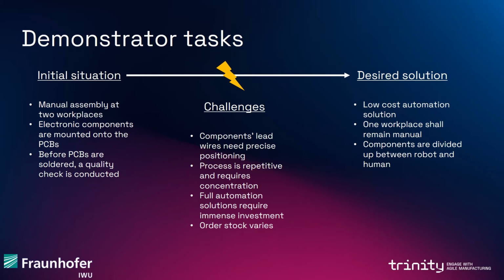This is the reason why through-hole technology components are mostly assembled manually. A full automation solution for such a process would require an immense investment. The process is repetitive and requires high concentration. Another challenge for this particular case is that order volumes vary. That means there are times when two workers have too much or too little work.